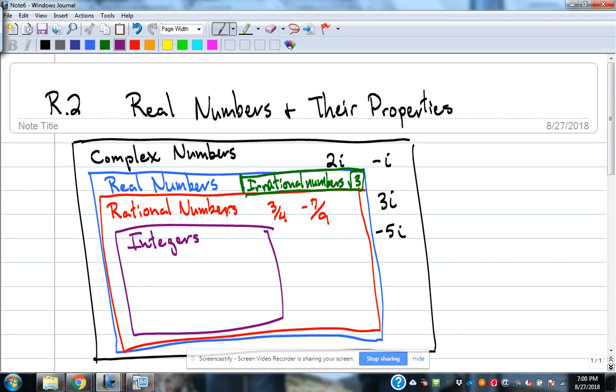Integers. What the heck's an integer? Well, it's a positive or negative whole number, right? So like -4 is an integer. 6 is an integer. So I'm going to put -4, -162. Inside of that box, though, there's another box.